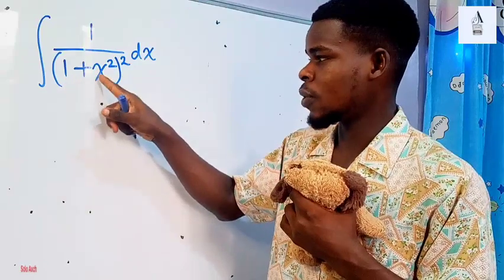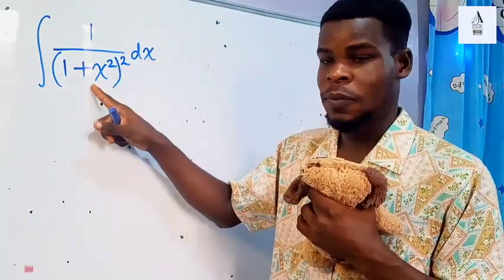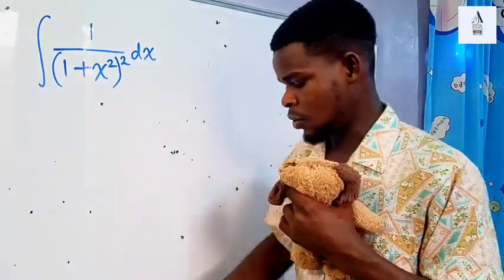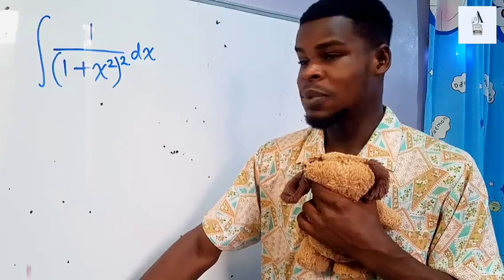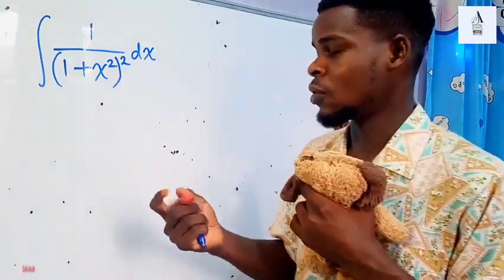Keep in mind, we have 1 plus x squared at the bottom, right? Whenever we have an integral of something of that form, but in that case, this square is not always there, we usually make use of tangent substitution, that is a trig sub. So I'm still going to do the same thing here, even when the functions are different.